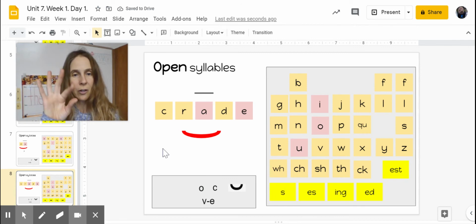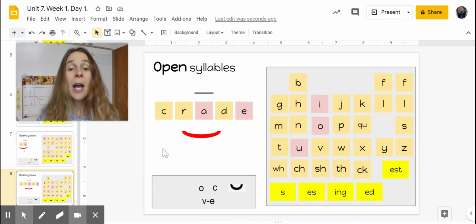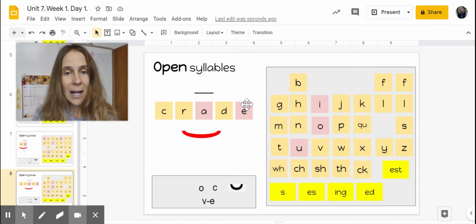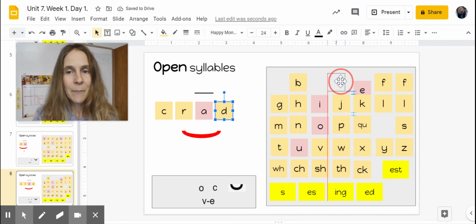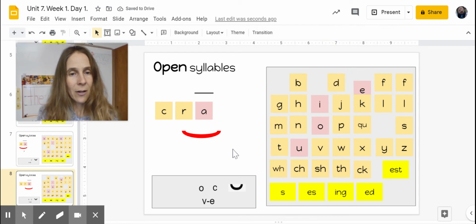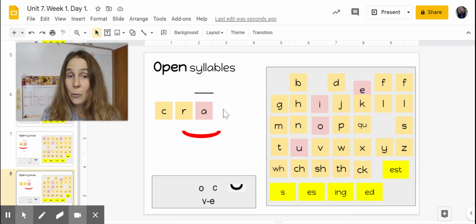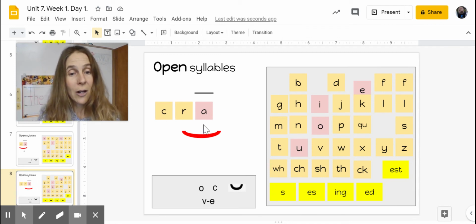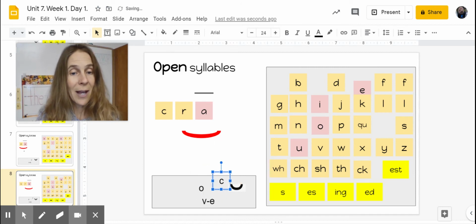So this is the word crade. Not a real word. It's a nonsense word, but it follows the rules so we can read it. But now let me get rid of my E and let me get rid of my D and see what we have here. Now I've got my vowel with nothing after it, so my vowel sound is going to be long. My syllable is open, so I've still got a long A. I've got an open syllable because there's nothing closing in my vowel.